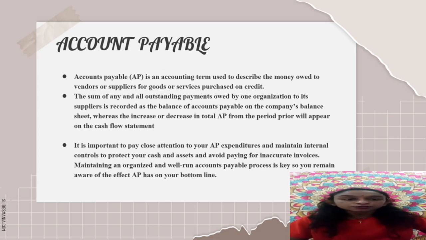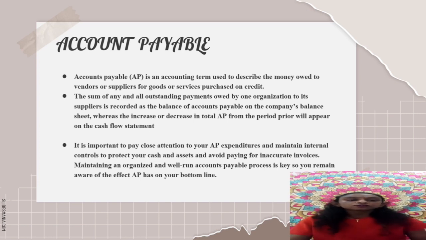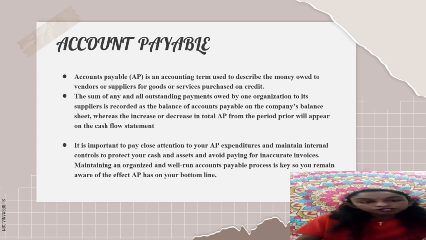It is important to pay close attention to your AP expenditures and maintain internal controls to protect your cash and assets, and avoid paying for inaccurate invoices. Maintaining an organized and well-run accounts payable process is key, so you remain aware of the effect AP has on your bottom line.